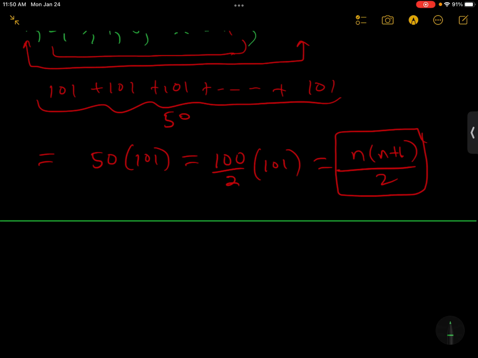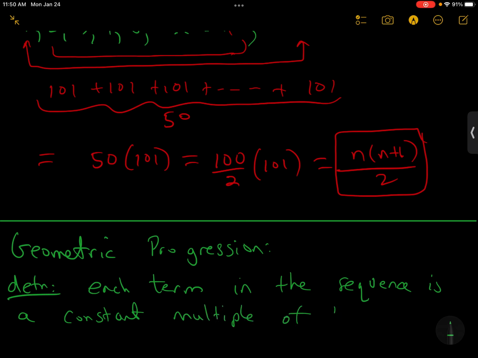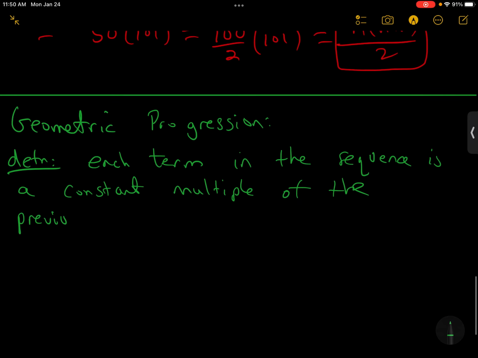Okay, now we're going to look at the fun one. The funner one. It's a geometric progression. And this shows up everywhere in money. This definition is a little different. Each term in the sequence is a constant multiple of the previous term. So it's a little different.